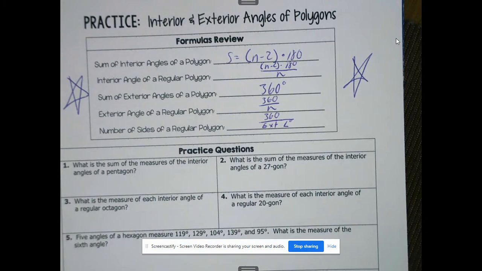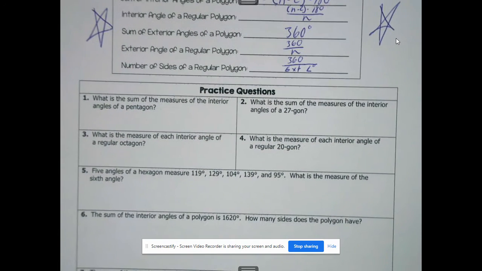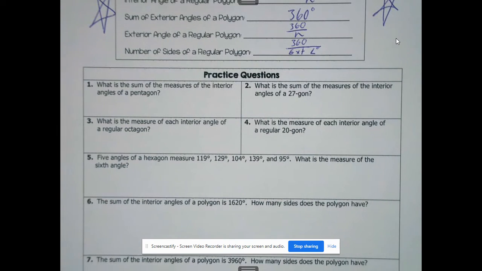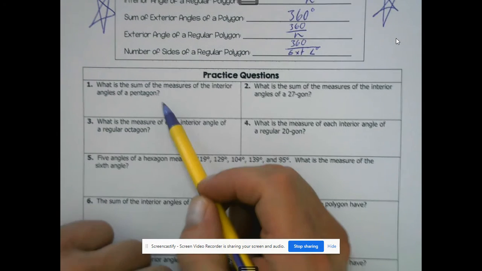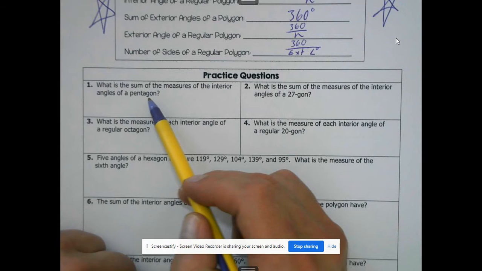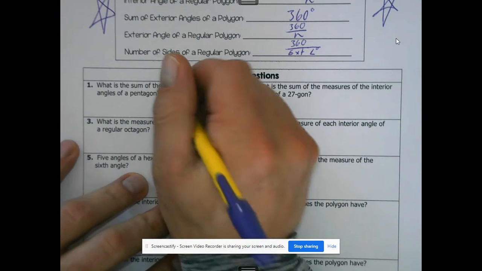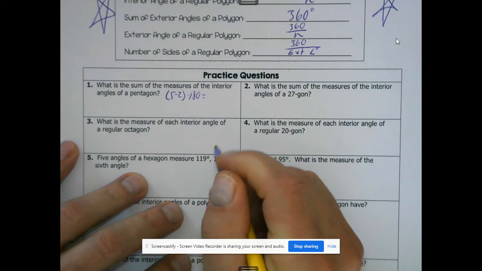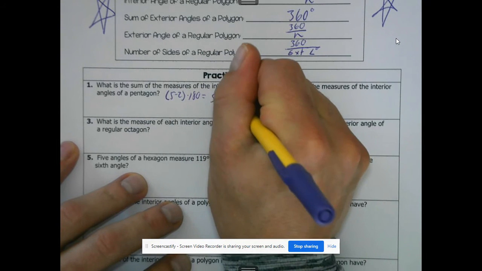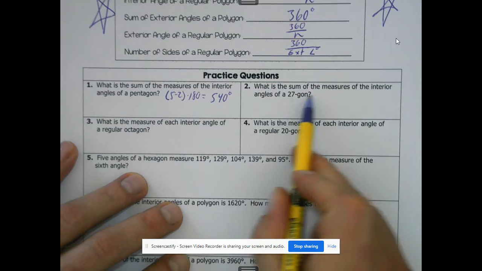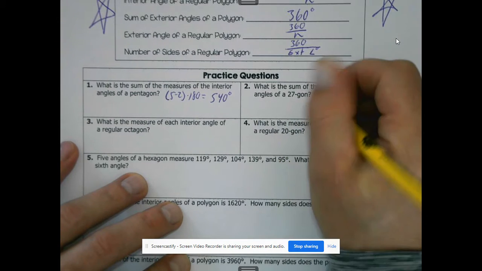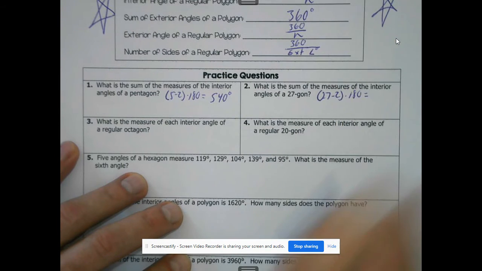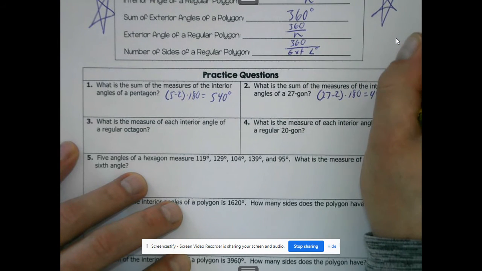All right, moving on. Mixed practice. This is what you'll see on quizzes and for the section. All right, number 1. What is the sum of the measures of the interior angles of a pentagon? All right, pentagon is 5 sides. 5 minus 2 times 180, 540. What is the sum of the measures of the interior angles of a 27-gon? 27 minus 2 times 180, 4,500.